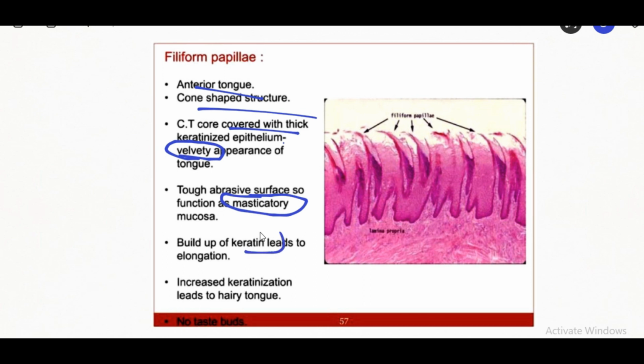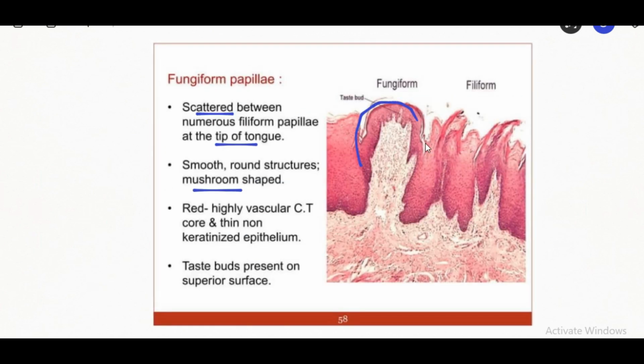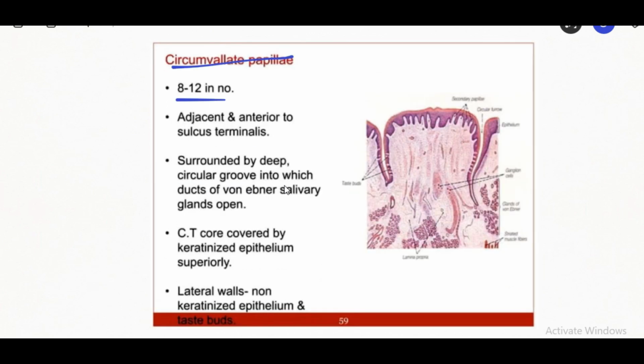The fungiform papillae are numerous and present at the tip of the tongue. They are mushroom shaped, with highly vascular connective tissue and thin non-keratinized epithelium. Circumvallate papillae are 8 to 12 in number, present anterior to the sulcus terminalis. The connective tissue core is covered by keratinized epithelium. They have taste buds and are surrounded by a deep circular groove into which the ducts of von Ebner salivary glands open.